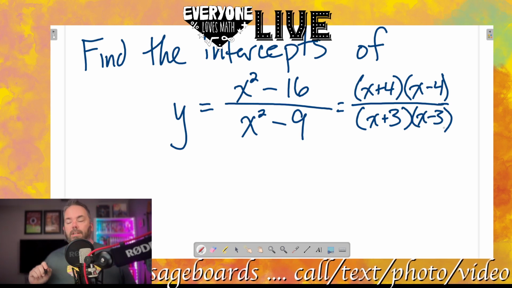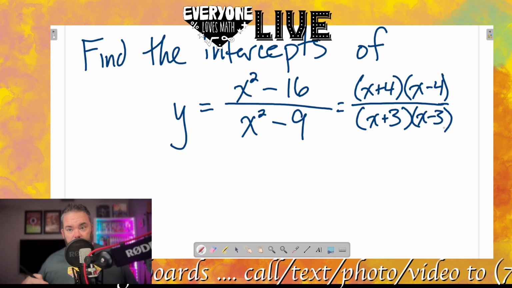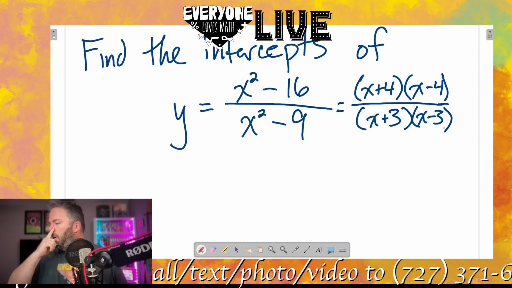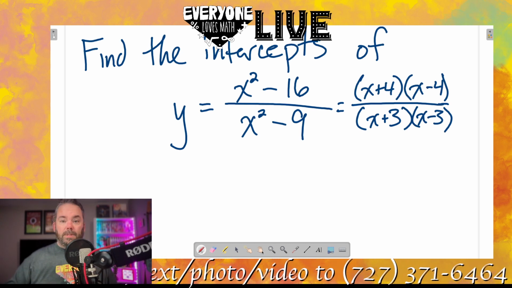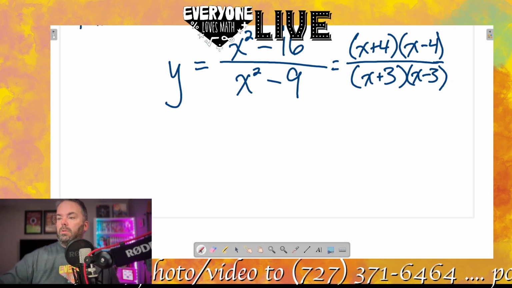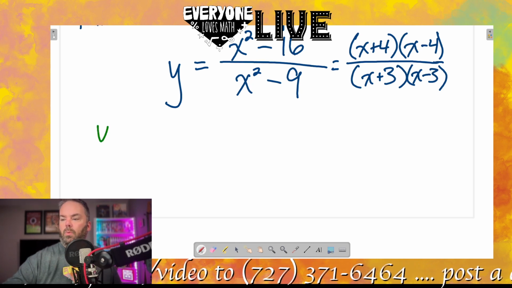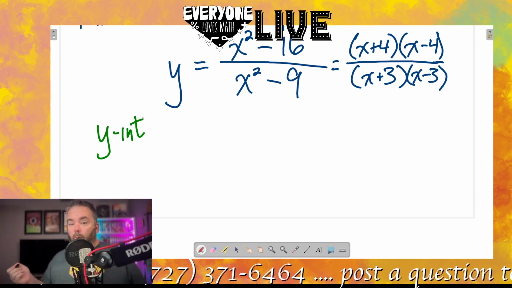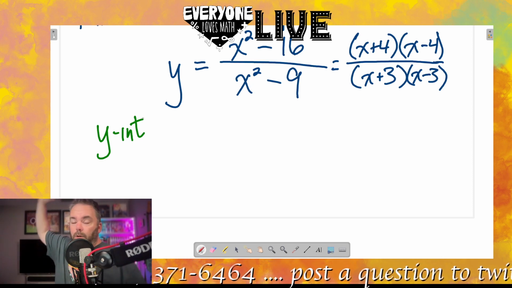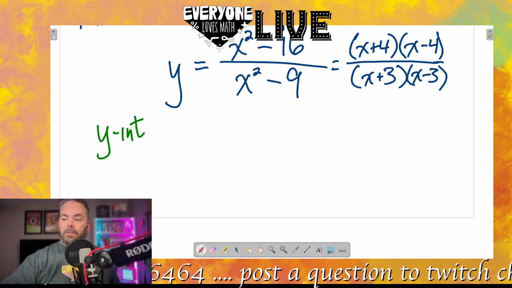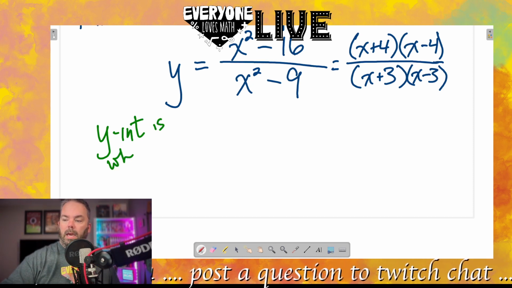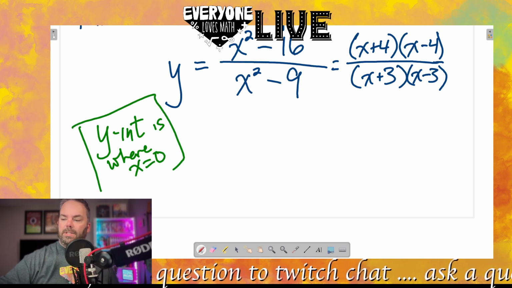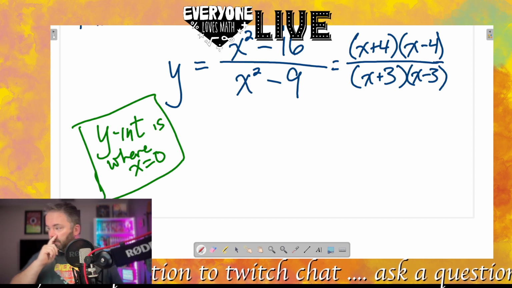Okay, so it's intercepts time. And I think they want the x-intercepts as well as the y-intercept if they exist. So let's start with the y-intercept. We're going to do that first. I'm going to do it in green. Let's find the y-intercept. The cool thing is the definition of y-intercept from algebra 1 will take you all the way through calculus. The y-intercept is where x equals 0. That will never not be true, man. The y-intercept is where x equals 0.